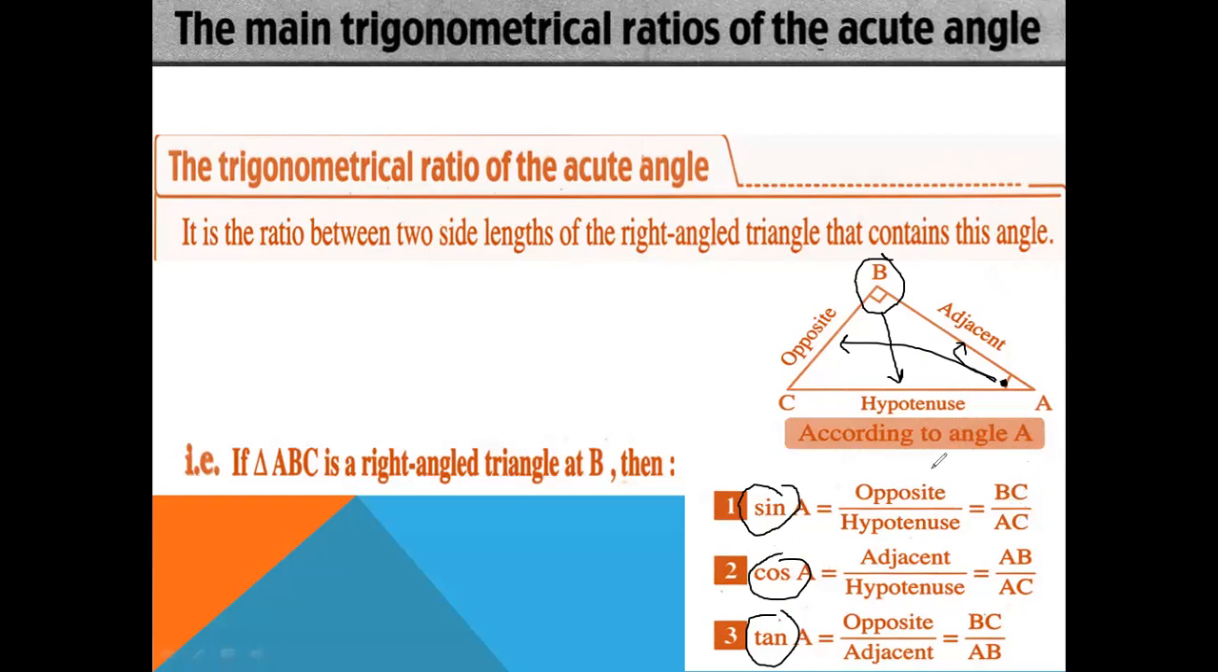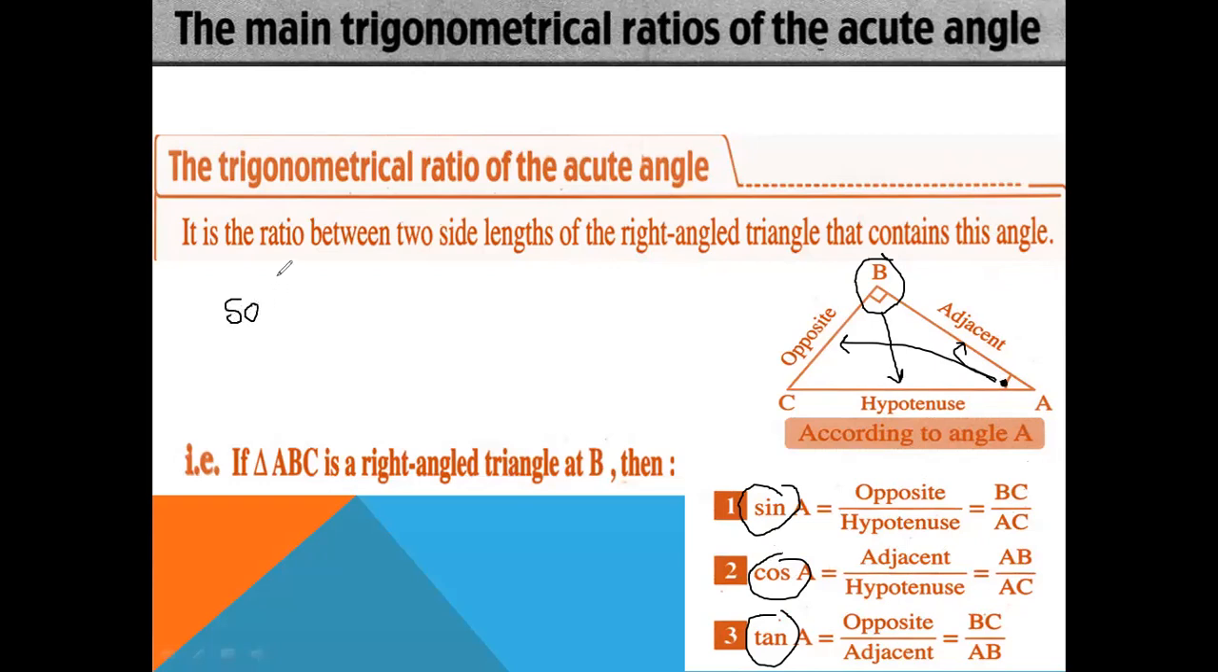Cosine. What is the meaning of cosine? Cosine is adjacent over hypotenuse. What is the adjacent to angle A? AB. And this is the hypotenuse, so the answer will be AB over AC. Tan A. Tan means opposite over adjacent.